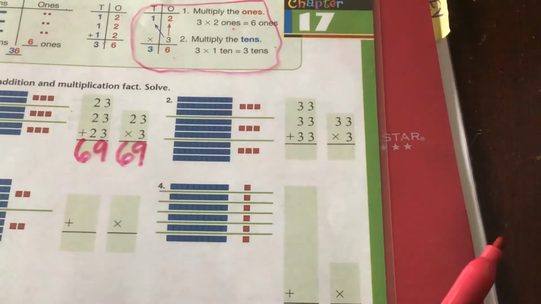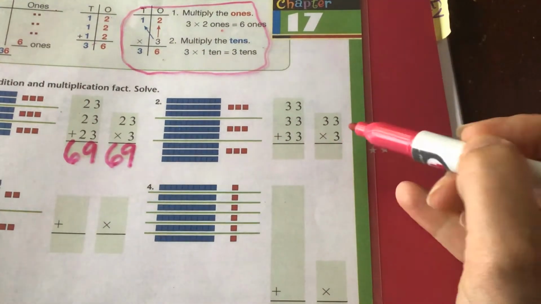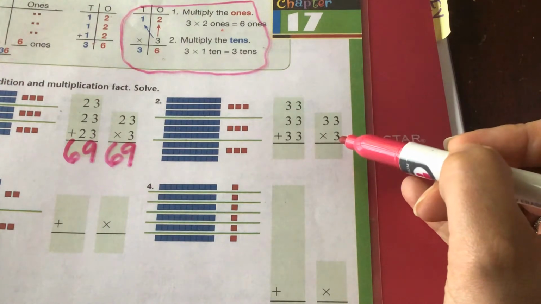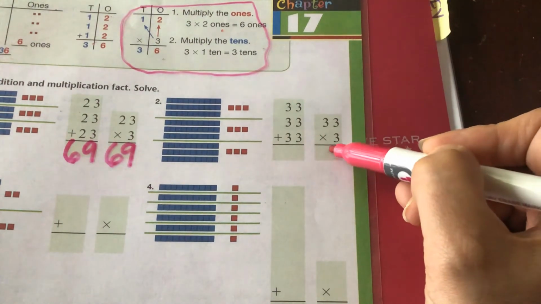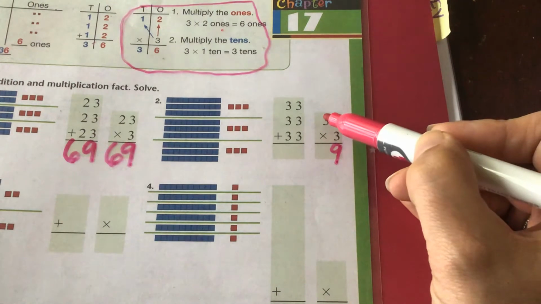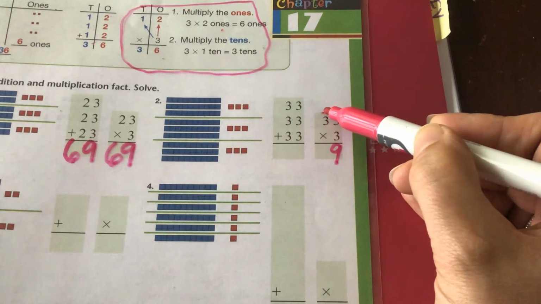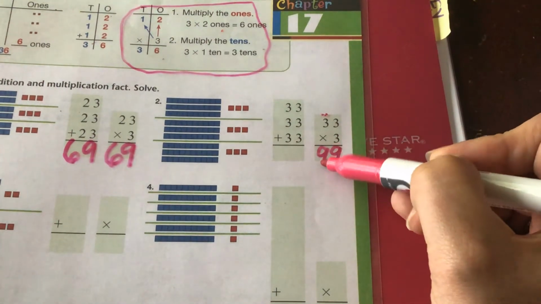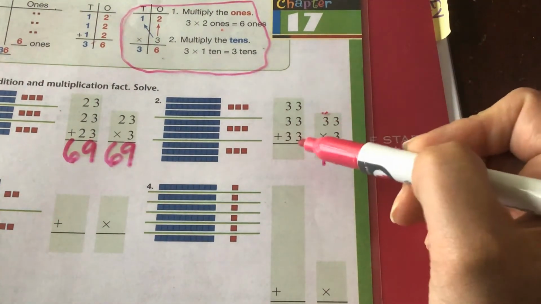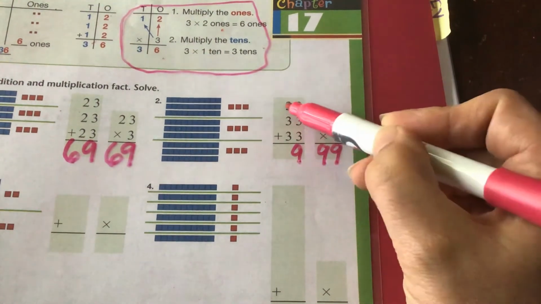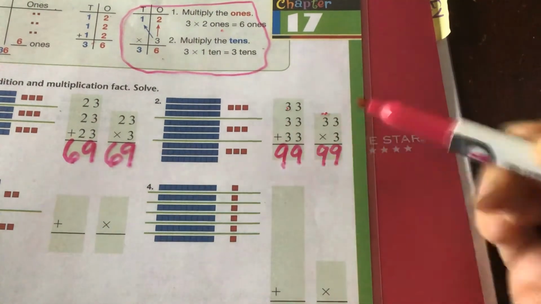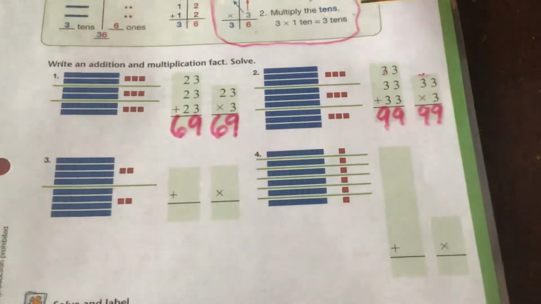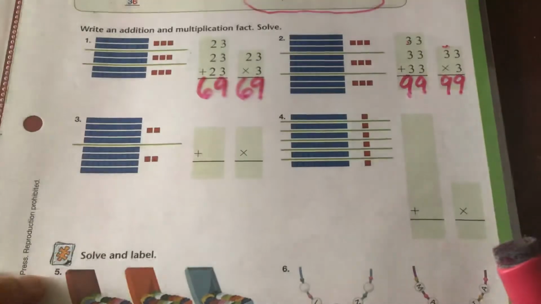So let's do number 2. Here we have, right, starting in the ones place, 3 times 3. Well, we've already done that one, right? That should pop in our head, 9. Now we go to the tens place. We have a 3 in the tens place. So 3 times 3 again, 9. 99. 3, 6, 9. All right, good job.